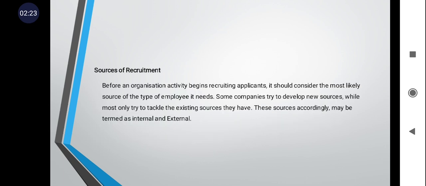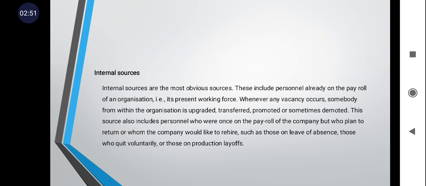Sources of recruitment: before an organization begins recruiting applicants, it should consider the most likely source of the type of employee it needs. Some companies try to develop new sources while most only try to tackle the existing sources they have. These sources accordingly may be termed as internal and external sources.